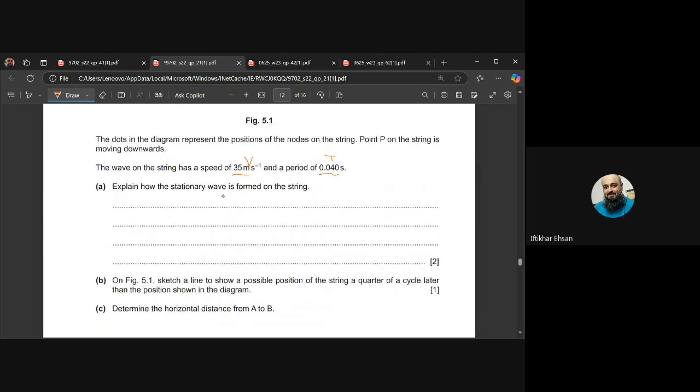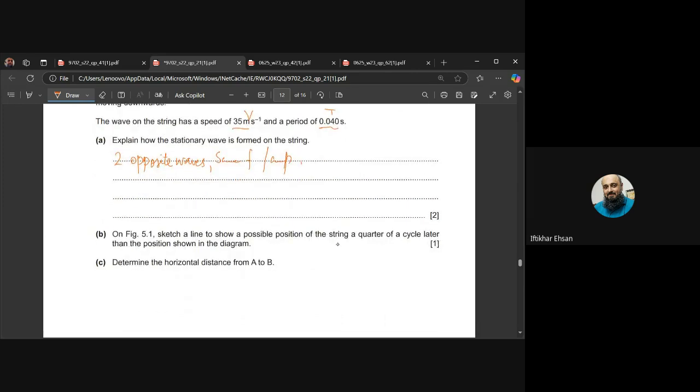Beta, a stationary wave is formed when two waves having the same frequency and same amplitude but moving in opposite directions interact with each other. So we need two opposite waves having the same frequency and amplitude interacting with each other to form a stationary wave. Sketch a line to show a possible position of the string after a quarter of a period.